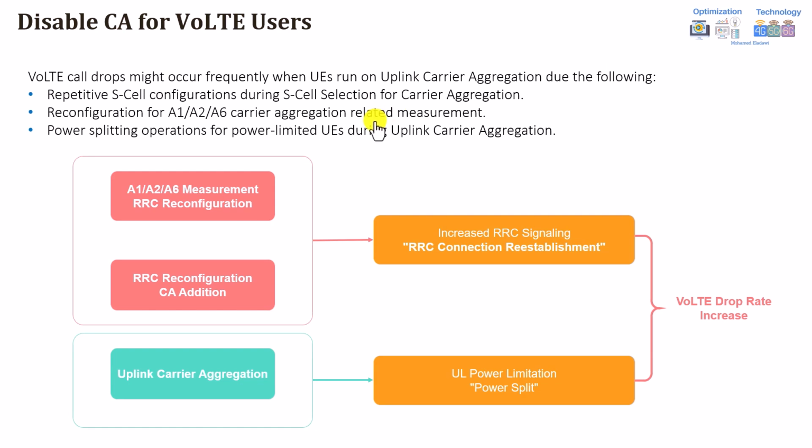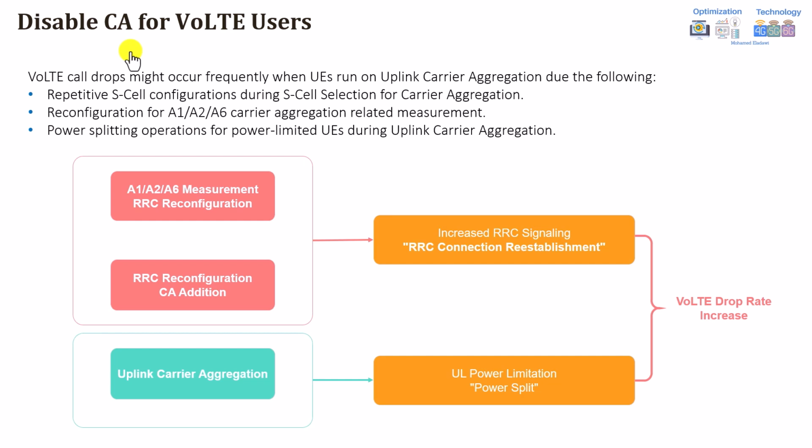The next one is also very simple. It's mainly as written from the name. Here you can see it's called disable carrier aggregation for VoLTE users. For example, if you already have 4G carrier aggregation operating, you can still have VoLTE at the same time. So during the VoLTE call, you can have carrier aggregation.